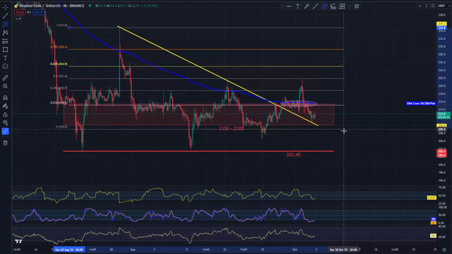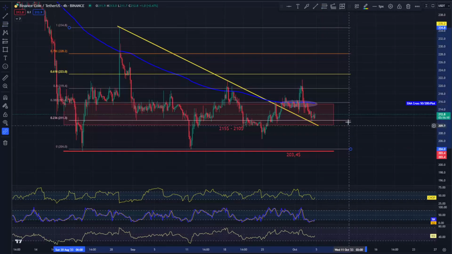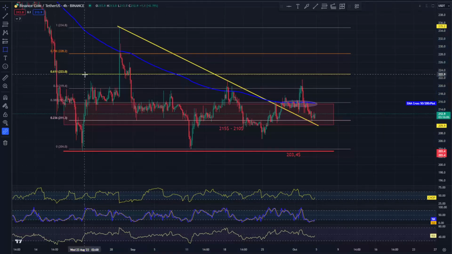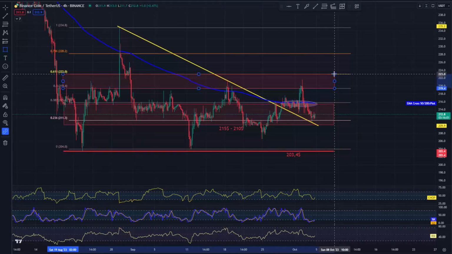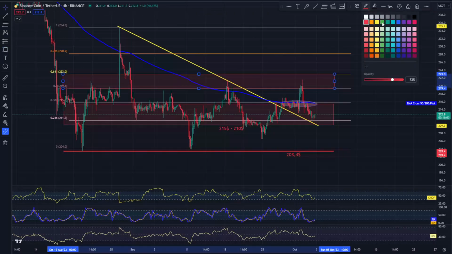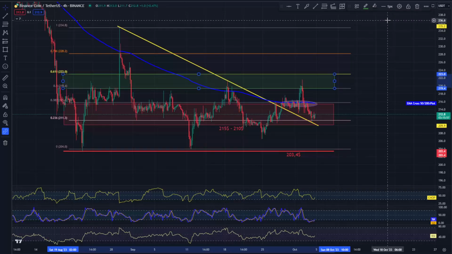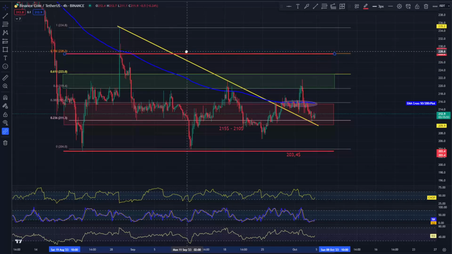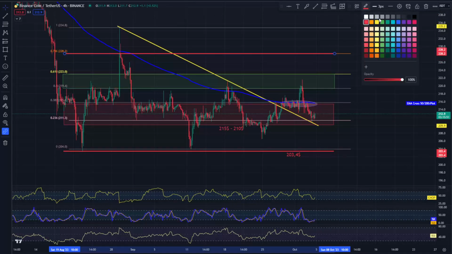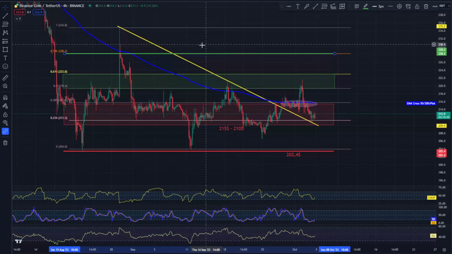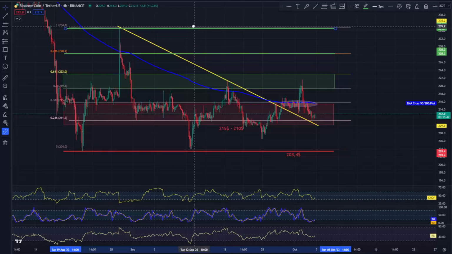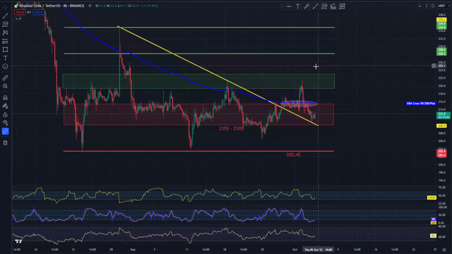Looking the other way, we can similarly mark places where the price should encounter resistance on the way up. And here, as the first resistance, we have a zone from $219 to $223, which rejected the price. Only after breaking it higher will we be able to see an attempt to attack the resistance levels at $228. And then another resistance at $234.90.